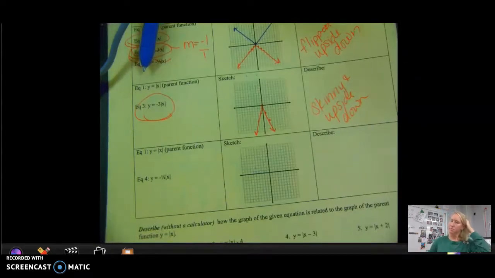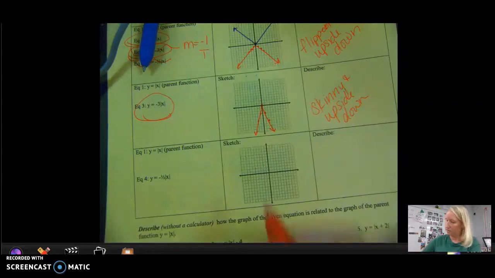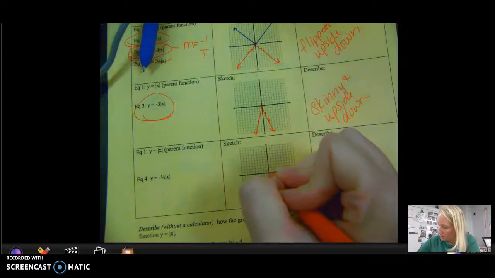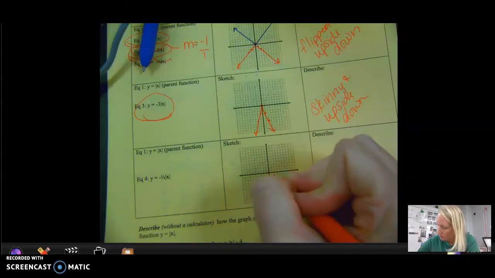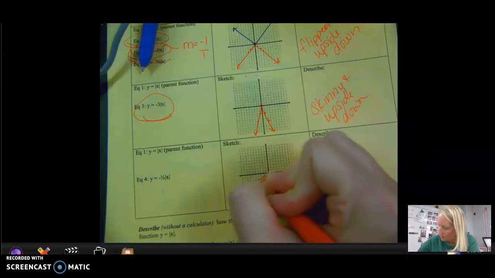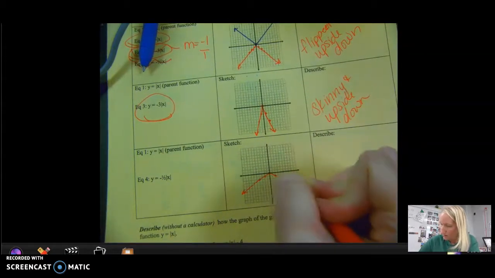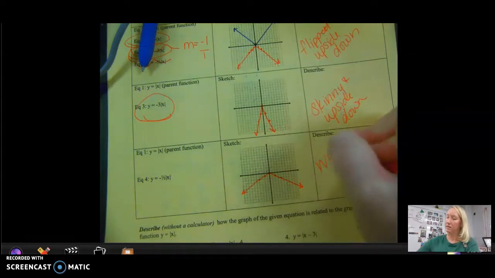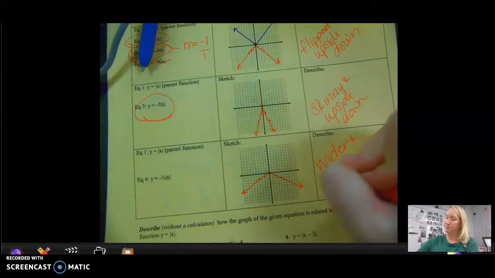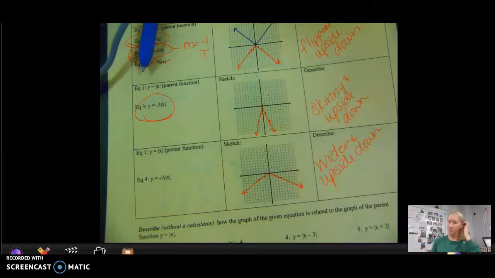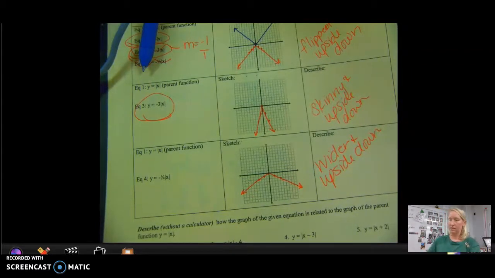Okay, next. Vertex is the same. Slope is now down 1 over 2, down 1 over 2. Mirror image that. There we go. So it is wider and upside down. Okie dokie. All right, so next.